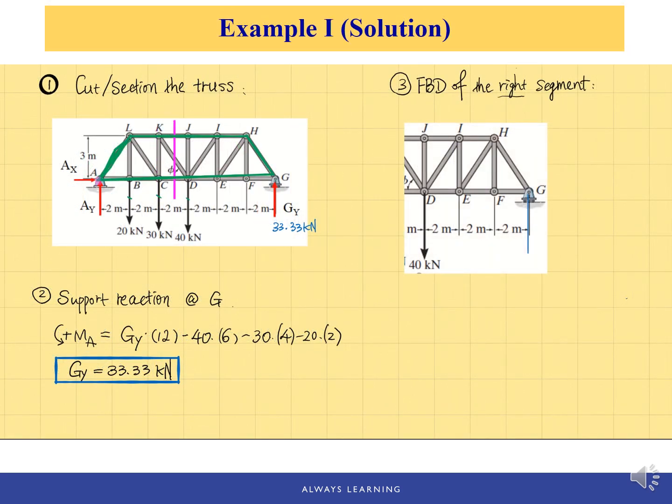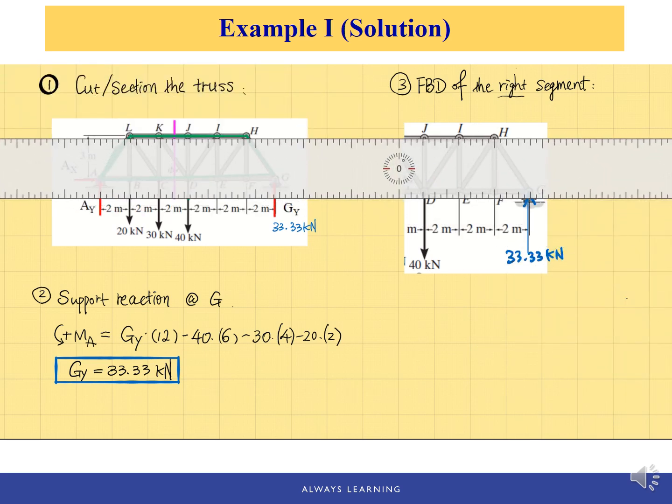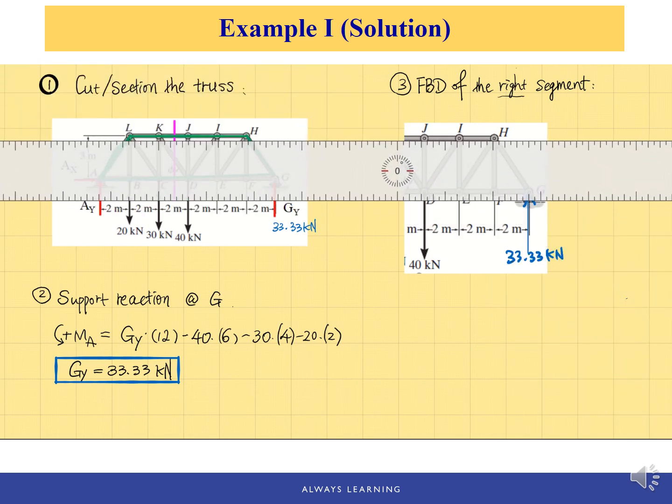Step 3, let's draw the free body diagram of the right segment. So we already solved the support reaction at pin G, which is 33.33 kilonewton. So we're going to draw it here. And next we're going to draw the internal reactions, or the reactions we are looking for. But now, after the cut, they will become externals. So first is the KJ. The force will be along this KJ member, and for those end forces, let's assume all of the forces are in tension. So we're pulling away from the member.